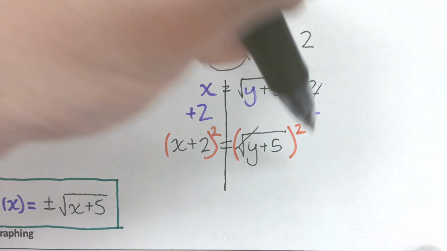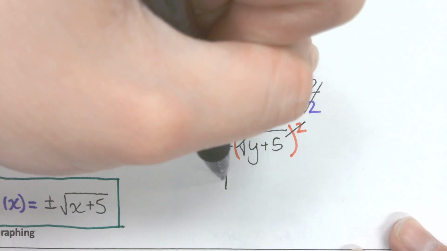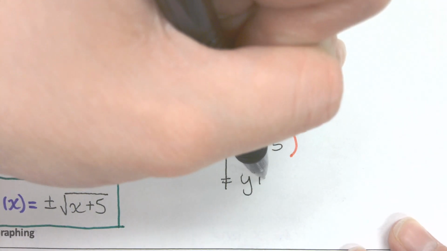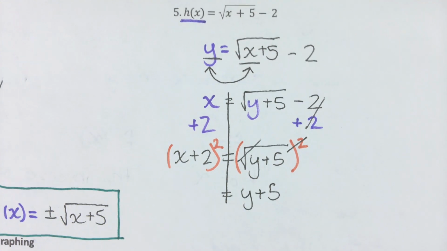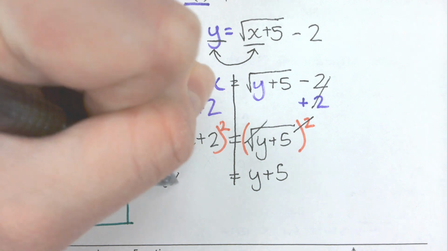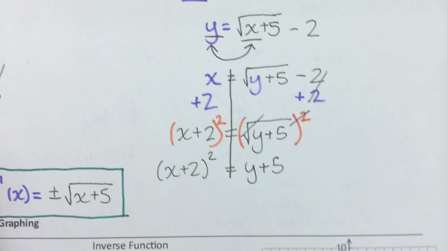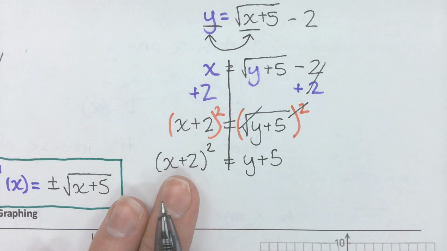The square root and the square on the right side are going to cancel each other out. All that's left is the y plus 5 underneath. On the left side, we just bring this whole thing down. X plus 2 squared. There's no plus or minus or anything like that when we do it this way. And we're not going to work this out. We're just going to keep it like this.